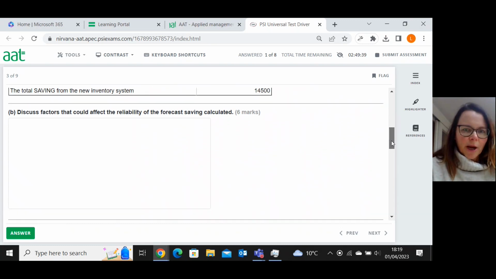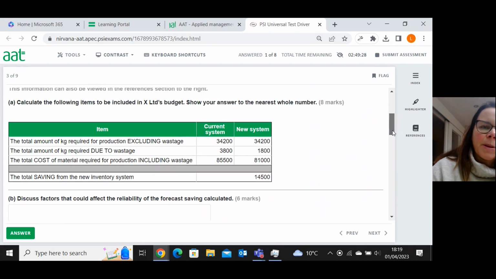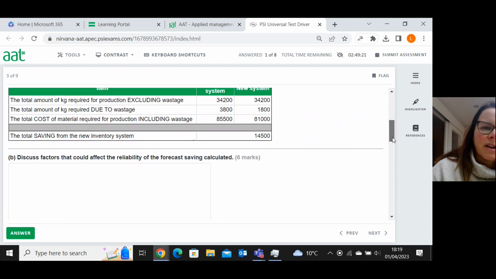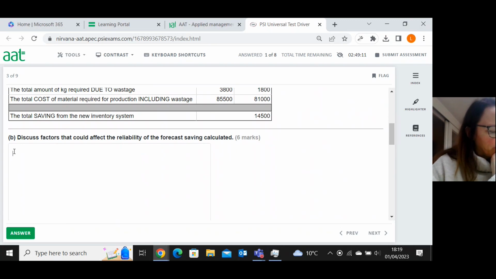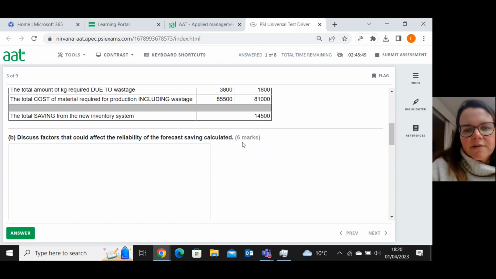So we then come on to the written component. It says, discuss factors that could affect the reliability of the forecast saving calculated. You remember in the first AAT sample assessment, you had a 12 marker discussing budget assumptions. So it's kind of similar, basically saying how reliable are these figures. So it's 6 marks, it's discuss. I would be going probably for 2 factors. Now the phone's ringing. Hopefully it will go into answer phone. We've got 2 factors in detail. So that would be 2 factors, 3 marks each.